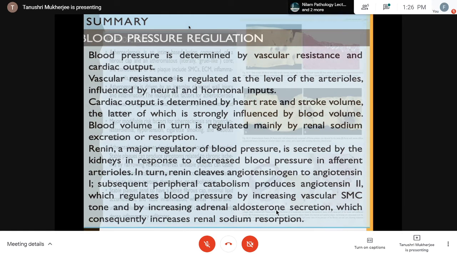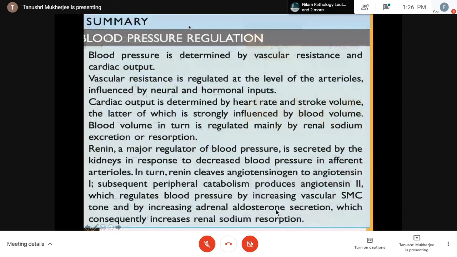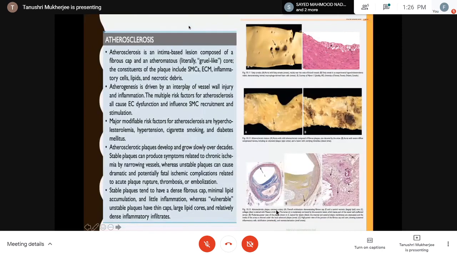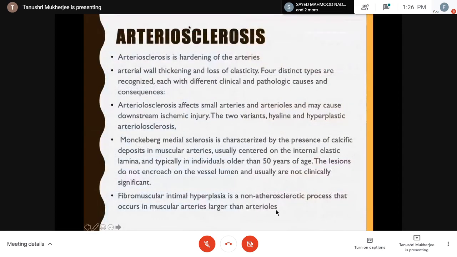So now I will be coming to atherosclerosis. Before that, I must discuss arteriosclerosis, which is a hardening of the arteries, with arterial wall thickening and loss of elasticity. Four causes are recognized. It affects small arteries and arterioles and causes downstream ischemic injury. Two variants, as I have said earlier, are the hyaline and the hyperplastic arteriolosclerosis.